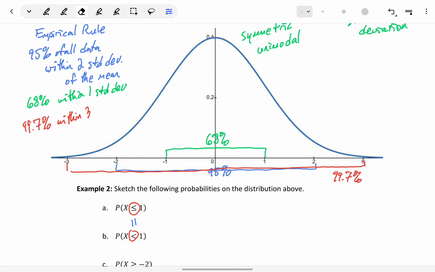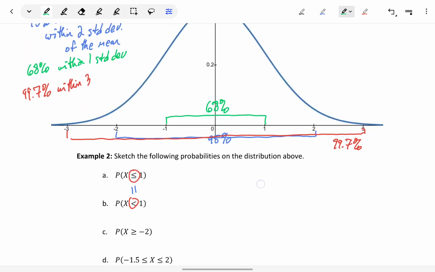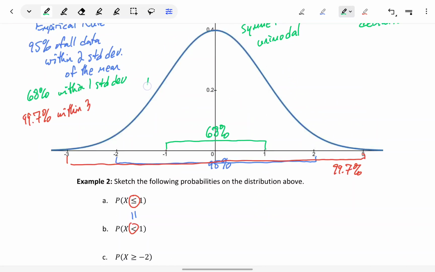In part D, we want to find the probability that x is bounded between negative 1.5 and positive 2. So we would find those two boundary lines. Then we would calculate the probability under the curve bounded between those two lines.